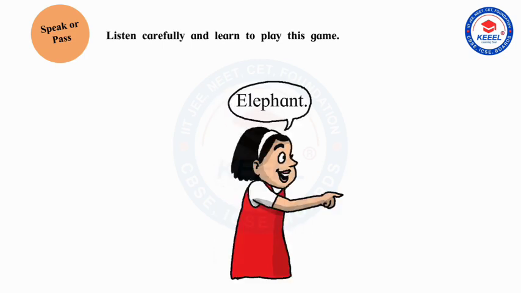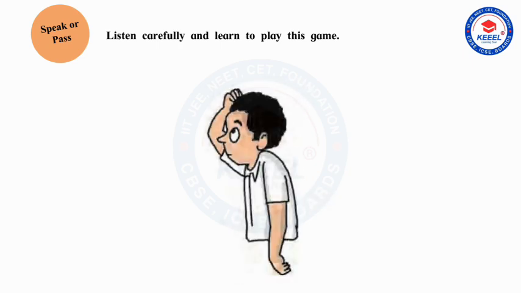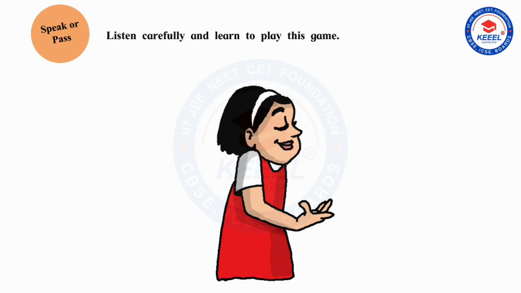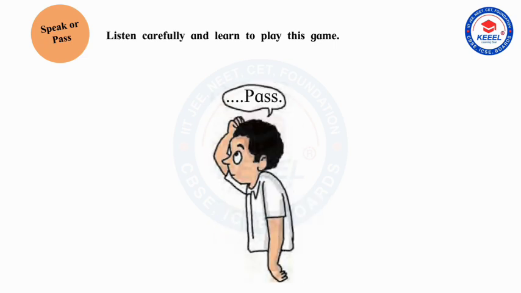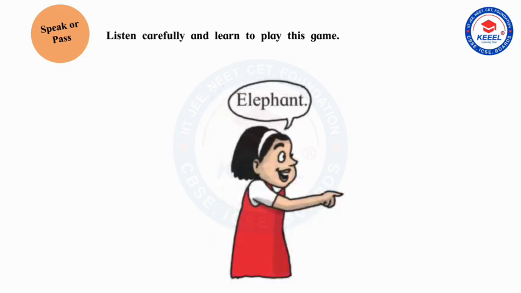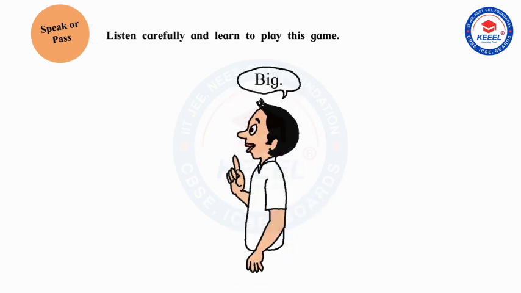Elephant. Swapnil. Neha: 10, 9, 8, 7, 6, 5, 4, 3, 2, 1. Swapnil: Pass. Neha points to Rishi. Elephant. Rishi: Big.